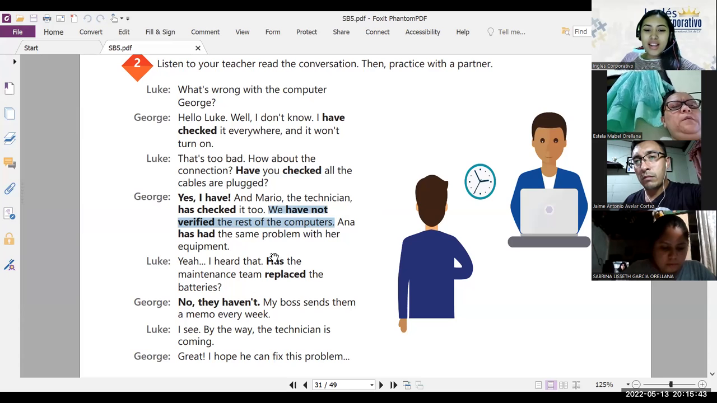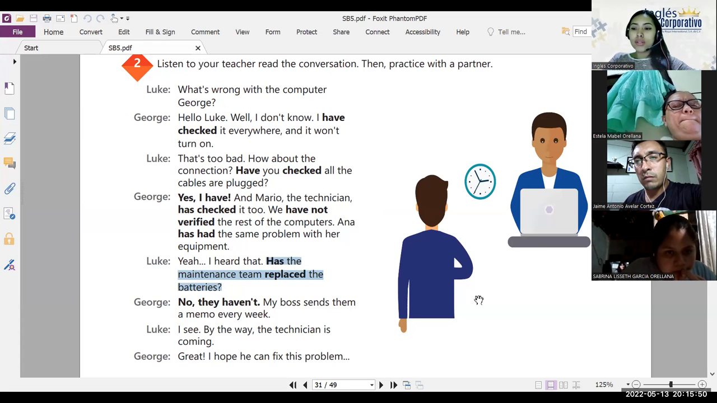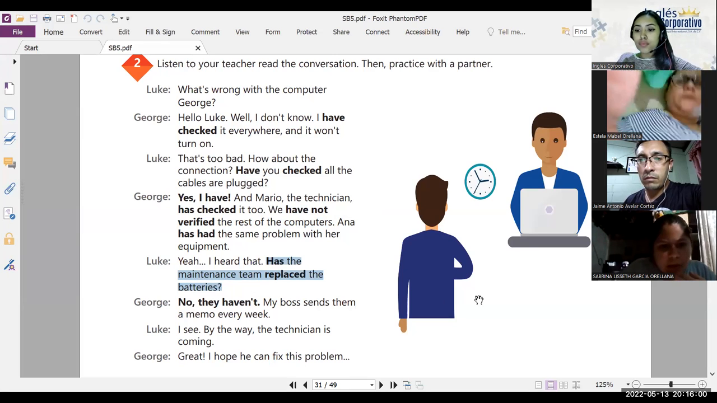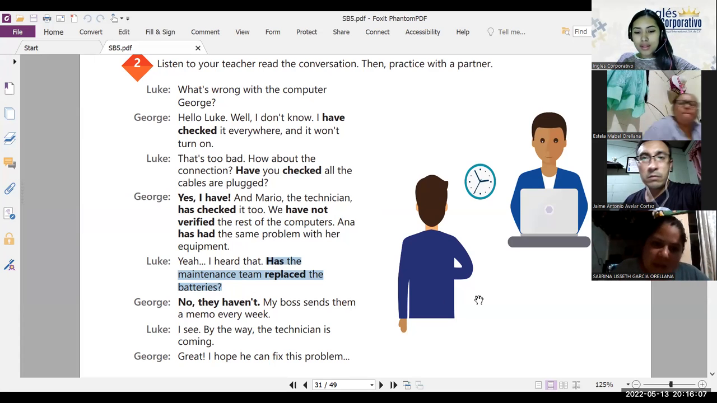And let's see the last one. Has the maintenance team replaced the batteries? El equipo de mantenimiento ha reemplazado las baterías, o renovado las baterías. Once again, Sabrina, sorry. El equipo de mantenimiento ha renovado las baterías. Ajá. O ha renovado el equipo de mantenimiento las baterías. Great, perfect. Good job, guys.